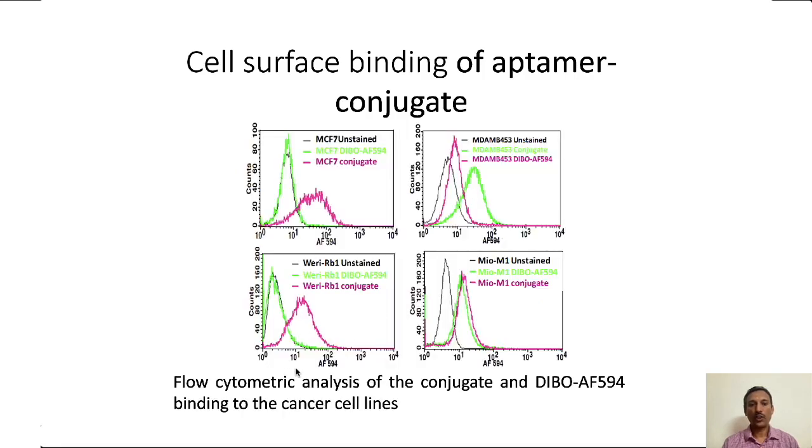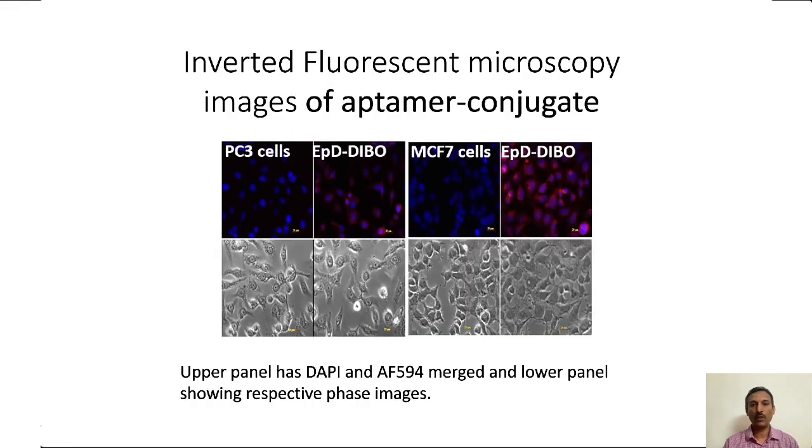And the flow cytometric analysis also showed that, see, this is the MCF7 conjugate, and this is MCF7 Dibo and the aptamer conjugate, where you can see the very high intensity here, and the MCF7 alone, or the unstained one, does not have high intensity, as shown here. So, these are some of the experiments which show that the cell surface binding of our aptamer was confirmed.